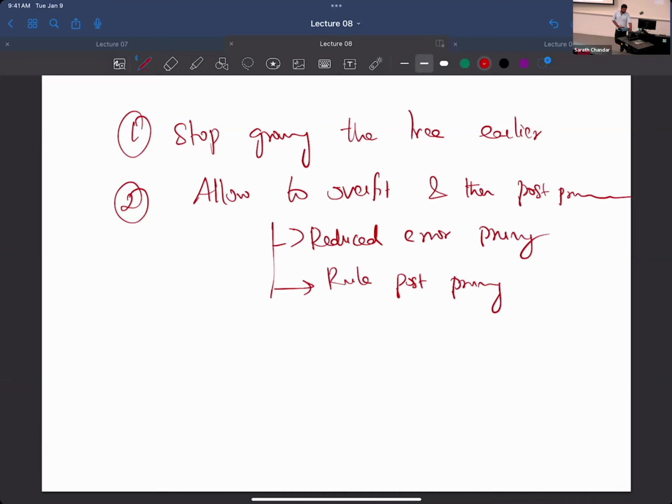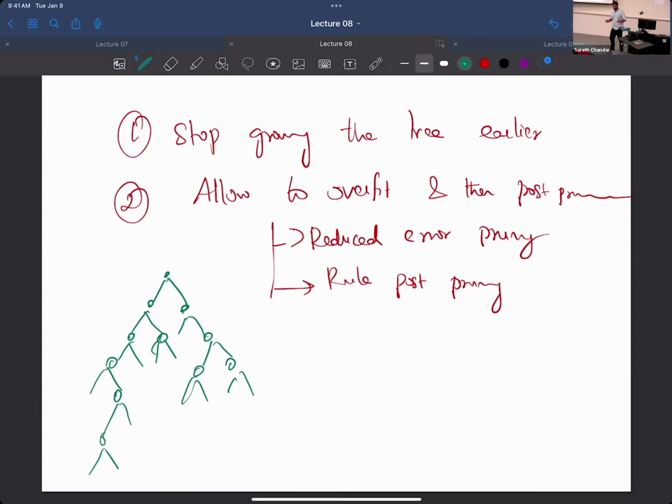Okay, so what is reduced error pruning? The idea of reduced error pruning is, let's say I have a tree which looks like this. What tests we have there, it doesn't matter. Just as an example, you could have a really complex tree. So reduced error pruning just means that you let the tree completely grow, then you start removing nodes bottom up.